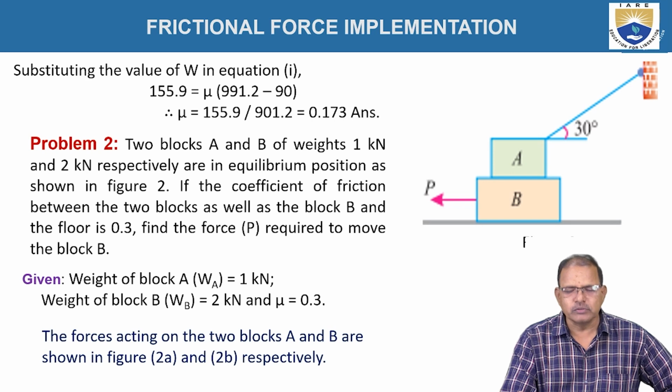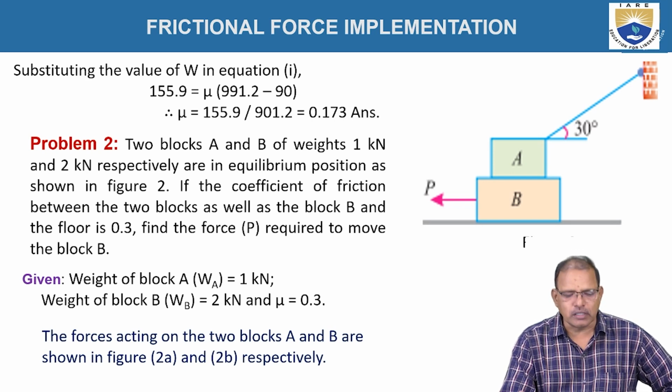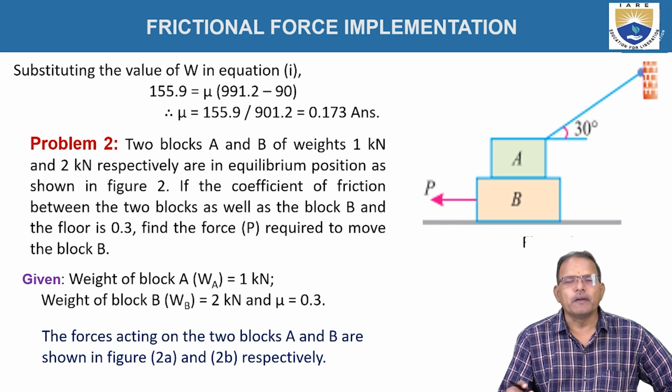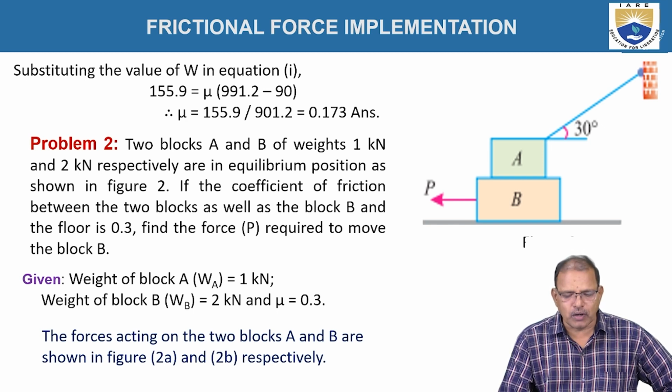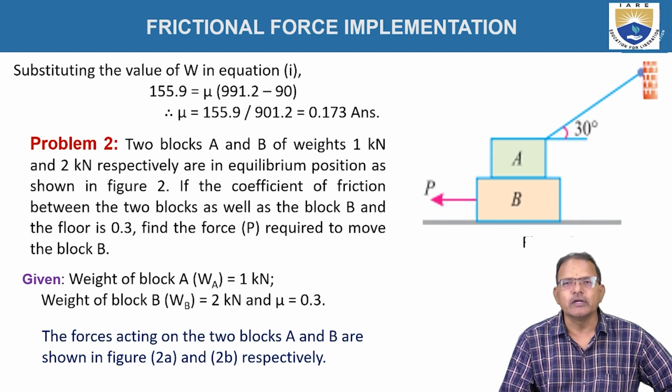This is the value of a coefficient of friction. It does not have any units. Problem number 2 now. Two blocks A and B of weights 1 kilonewton and 2 kilonewtons respectively are in equilibrium position as shown in figure 2. If the coefficient of friction between the two blocks as well as between block B and the floor is 0.3, find the force P required to move the block B.